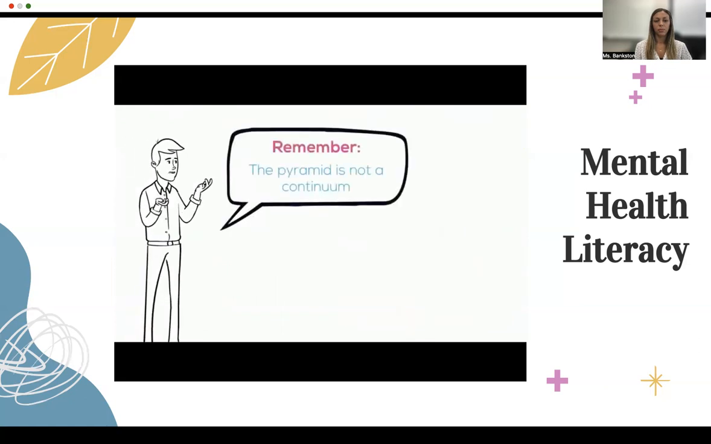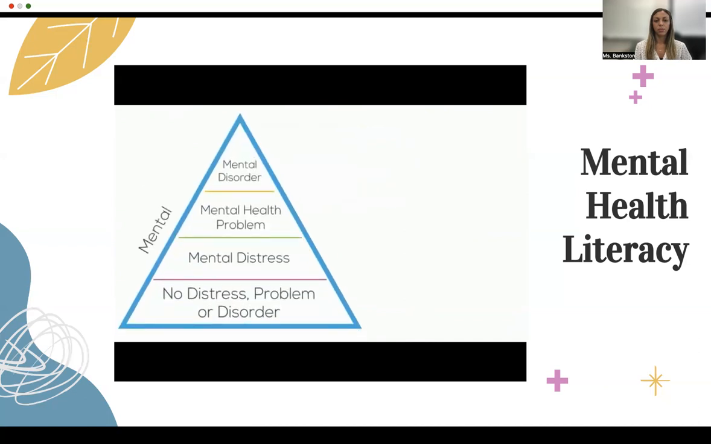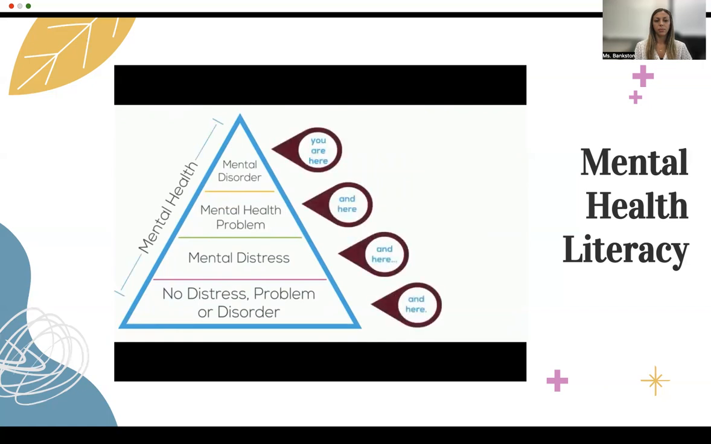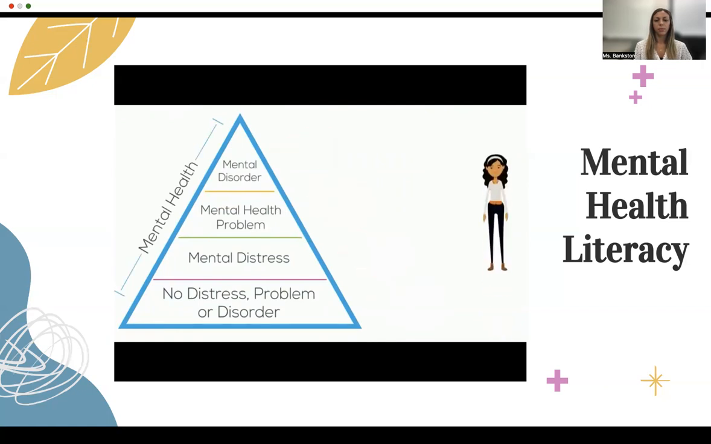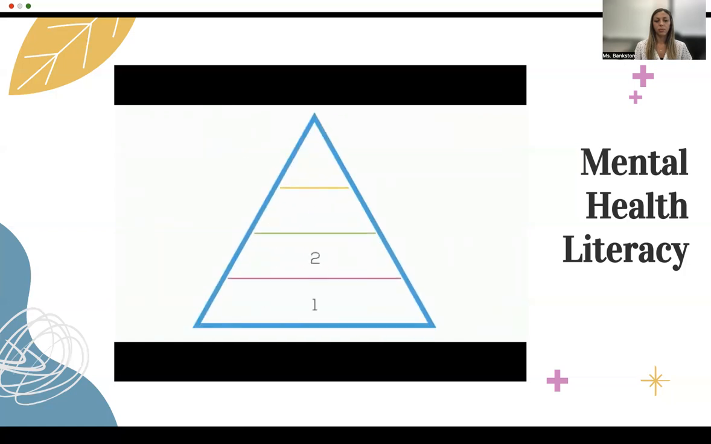Remember, the pyramid is not a continuum. Mental distress does not necessarily lead to a mental health problem or to a mental illness. In fact, we can even be at each level of the pyramid at the same time. For instance, someone can have ADHD, mental disorder, be grieving the loss of a loved one, mental problem, have an upcoming exam that they're worried about, mental distress, and sometimes they can just forget all about it and feel fine. All of these levels or components of the pyramid are part of our overall mental health.